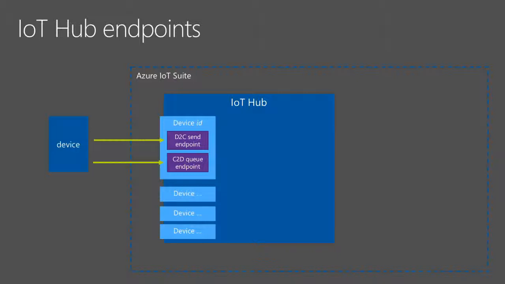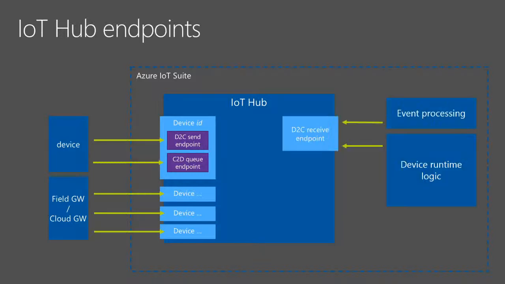On the device side, we have 2 endpoints for every device. And of course, one device uses these endpoints to send and receive messages, and they're of course multiplexed on the same connection. If those devices are connecting through a gateway, then of course the gateway is accessing those endpoints for all the devices that they're connecting on behalf of. And of course, all those endpoints and those communications can be multiplexed on the same connection.